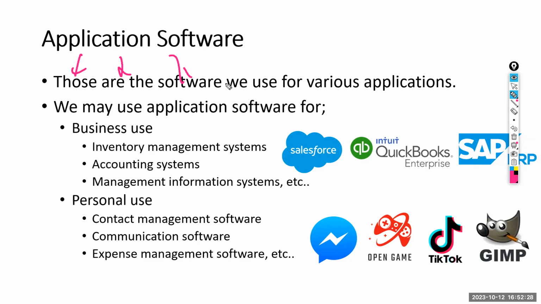So those are all applications. You can see that applications can be used for business purposes, or for personal purposes. For example, your smartphone has so many personal application software, right? Some of those are used for communication, some are maybe your address book, a computer game. Those are all application software.